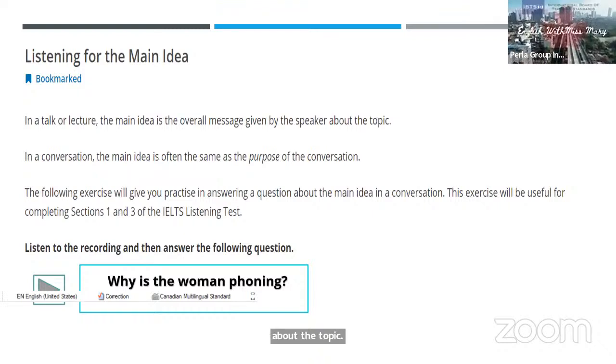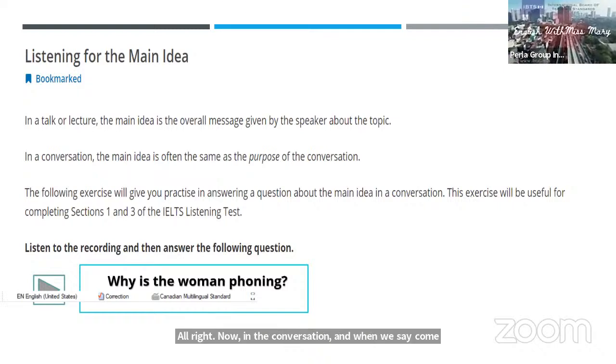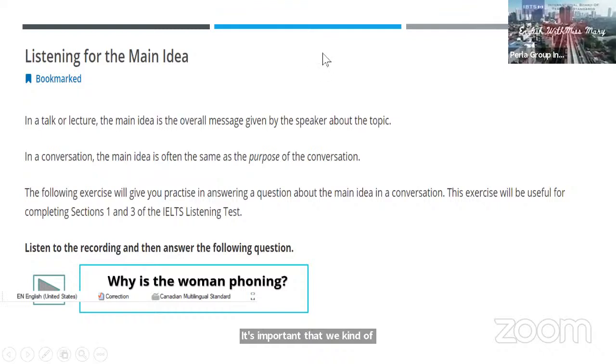All right, now, in the conversation, and when we say conversation, we are talking about section 1 and section 3. So when we say in a conversation, it's basically 1, which is the general conversation, and 3, we said the academic setting conversation. Okay, it's important that we kind of visualize the recording.